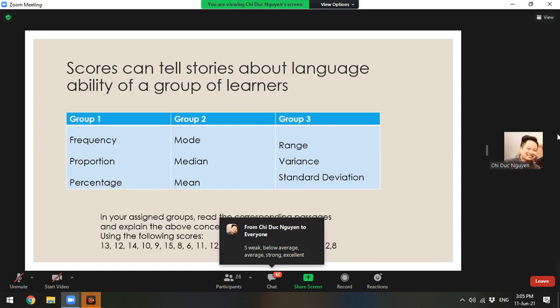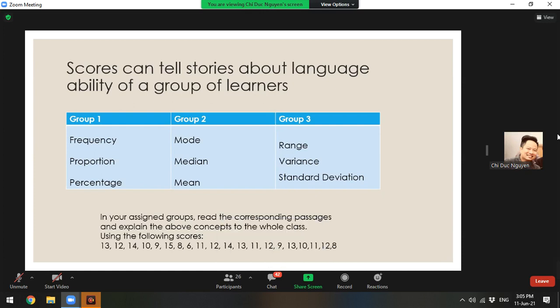Okay, so if you would like to divide the students into 5 groups like this, how can you divide them? Which student is supposed to be weak? Which student is supposed to be below the average? Which student is going to be around the average? Which student is strong and which student is excellent? How can you do that?